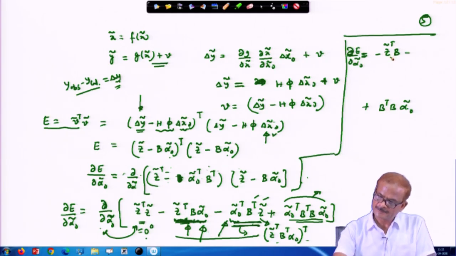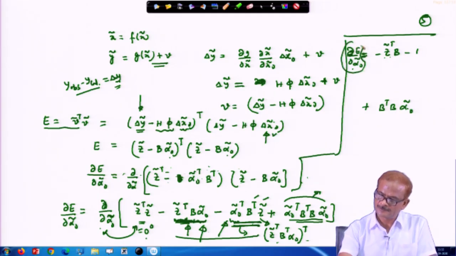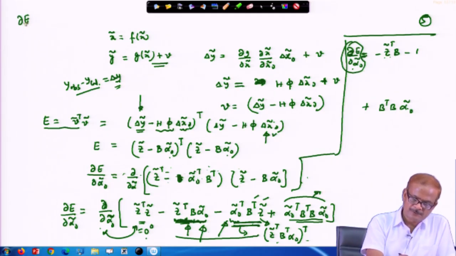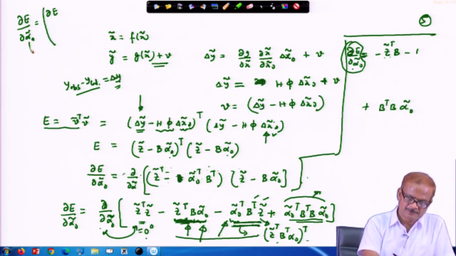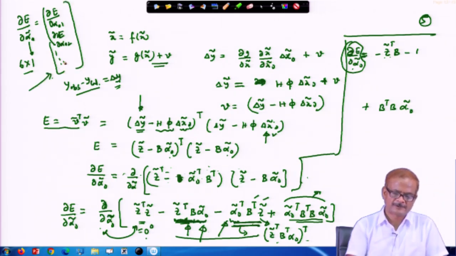So, rather than writing in this format, if this is Z transpose B tilde we have written. Whether this is consistent with this notation or not, I would like to write here dou E by dou alpha 0 tilde. Because it is a 6 dimensional vector, 6 into 1, I would like to write this as dou E by dou alpha 0 1, dou E by dou alpha 0 2, and so on. I would like to present this in this vector format.